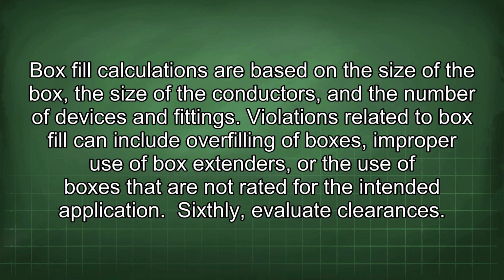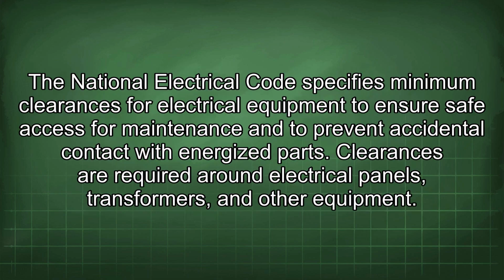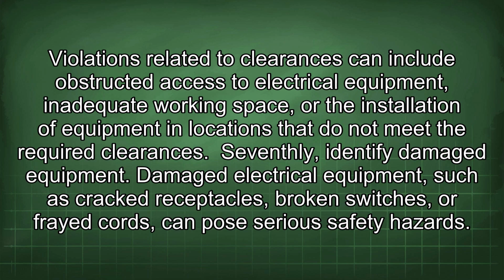Sixthly, evaluate clearances. The National Electrical Code specifies minimum clearances for electrical equipment to ensure safe access for maintenance and to prevent accidental contact with energized parts. Clearances are required around electrical panels, transformers, and other equipment. Violations related to clearances can include obstructed access to electrical equipment, inadequate working space, or the installation of equipment in locations that do not meet the required clearances.